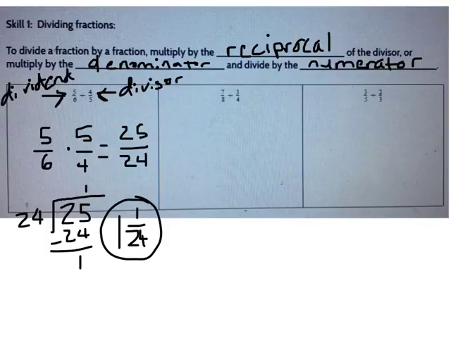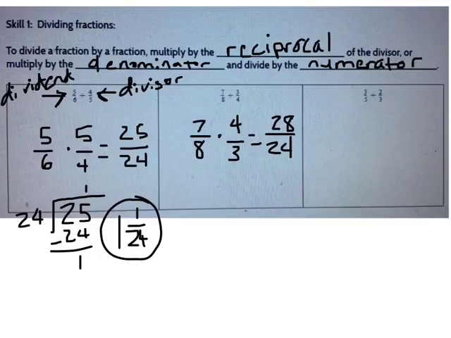7/8 divided by 3/4. What multiplication sentence could I use to solve this? 7/8 times, I would multiply by 4/3. That's the reciprocal. What's 7/8 times 4/3? Write your answer as an improper fraction. It's 28/24. I can change that to a mixed number.